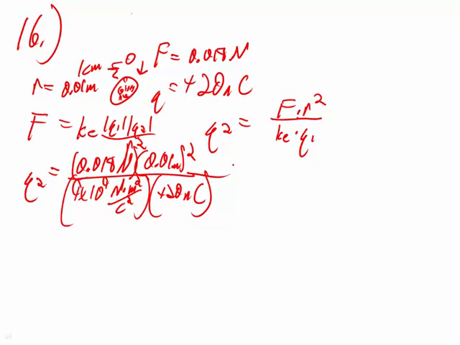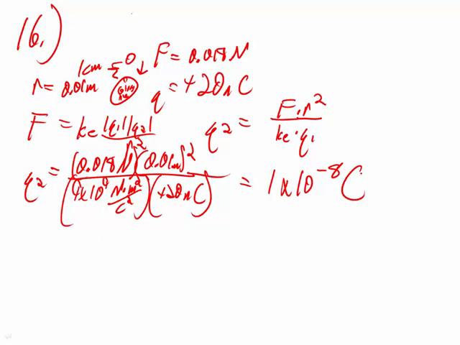So we got 0.018 times 0.01 squared. And then we divide that by 9 to the 9th times 20 to the negative 9th. And we get 1 times 10 to the negative 8th coulombs. Yay! And that's what we're supposed to get. 1 times 10 to the negative 8th coulombs.